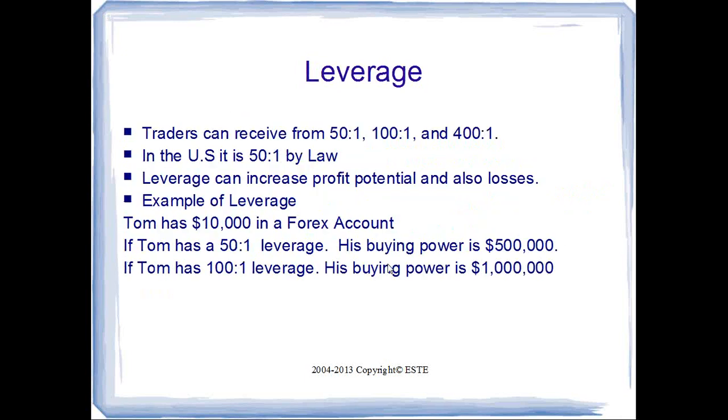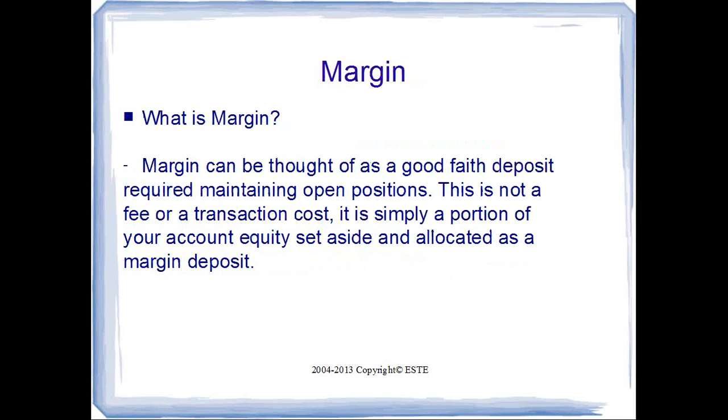Okay, now that's why traders can now receive from 50 to 1, 100 to 1, and 400 to 1. In the US, by law, the maximum you can get is 50 to 1. But other than that, anywhere in the world, you can get as high as 400, sometimes even 500 to 1. Okay, so leverage can increase profit potential and also losses. For example, if you have a $10,000 Forex account with 50 to 1 leverage, then your buying power is $500,000. If you have 100 to 1, then your buying power is $1 million.